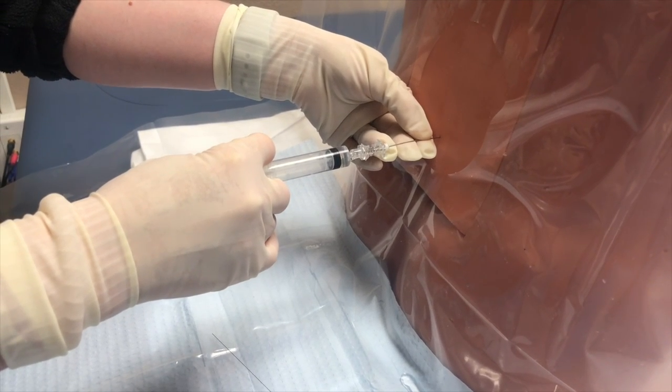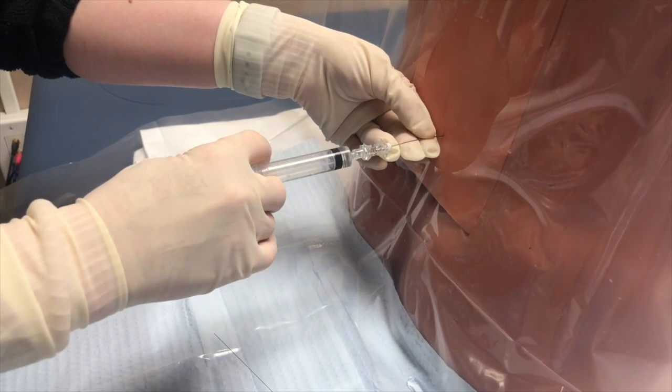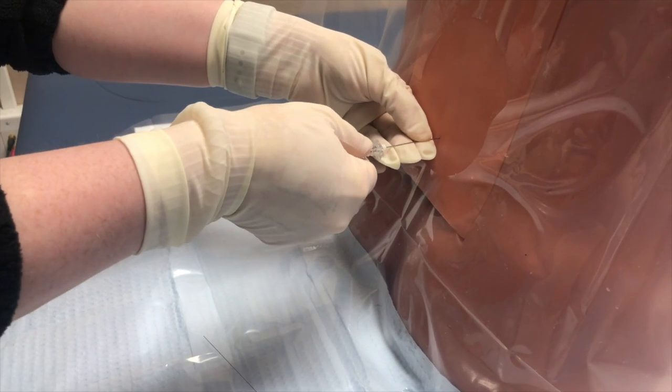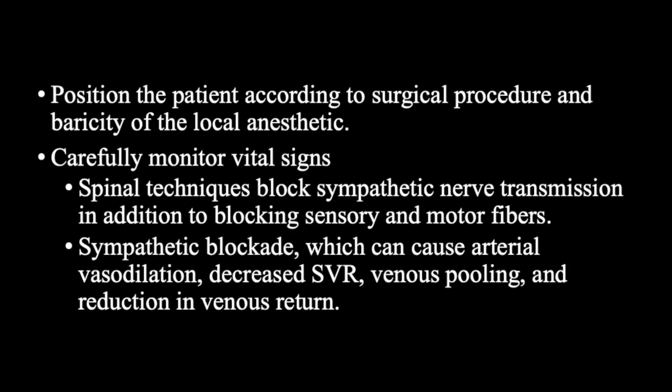Once the local anesthetic injection is complete, the introducer and the spinal needle are removed as one unit from the back of the patient. The patient should be positioned according to the surgical procedure and the baricity of the local anesthetic. It is important to carefully monitor vital signs as spinal techniques block sympathetic nerve transmission in addition to blocking sensory and motor fibers. The sum effect on the cardiovascular system depends on the overall degree of sympathetic blockade, which can cause arterial vasodilation, decreased systemic vascular resistance, venous pooling, and reduction in venous return.